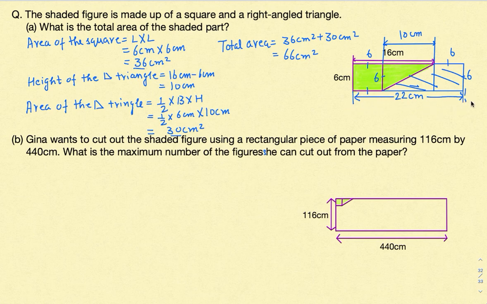Its length is 22 cm and its breadth is exactly the same. This is also 6 here. So if I have to draw it here, I just need to do this and the square. The length of this is 22, and this is 6. Let's call the whole thing one set.